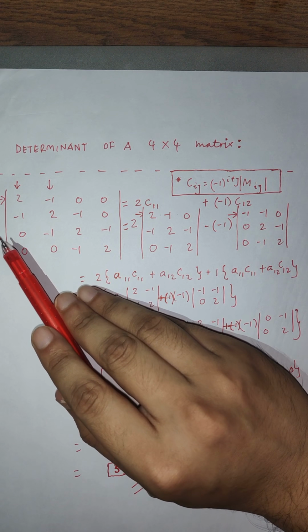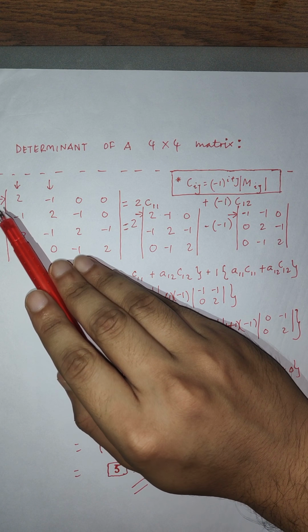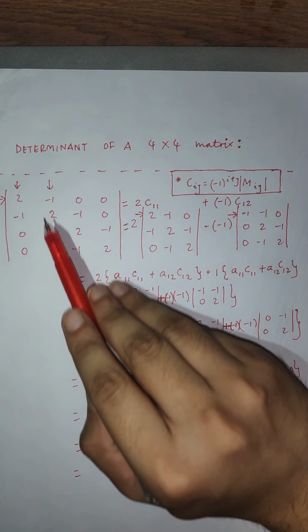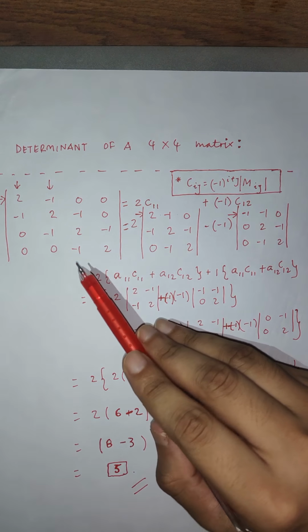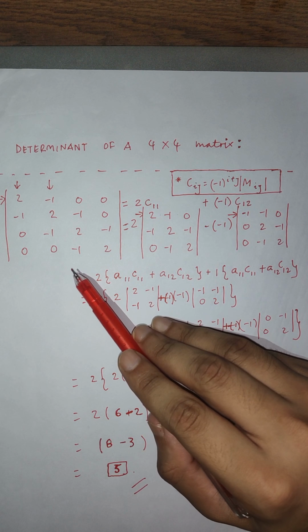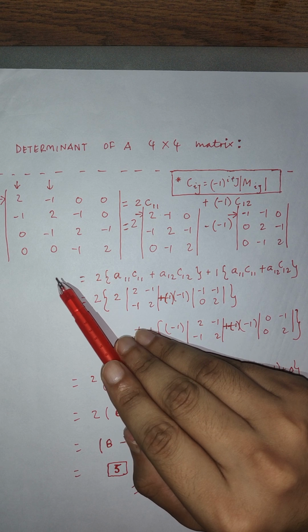As you know, a 4 by 4 matrix is a matrix containing 4 rows and 4 columns. We have this 4 by 4 matrix and we aim to find the determinant of this 4 by 4 matrix.